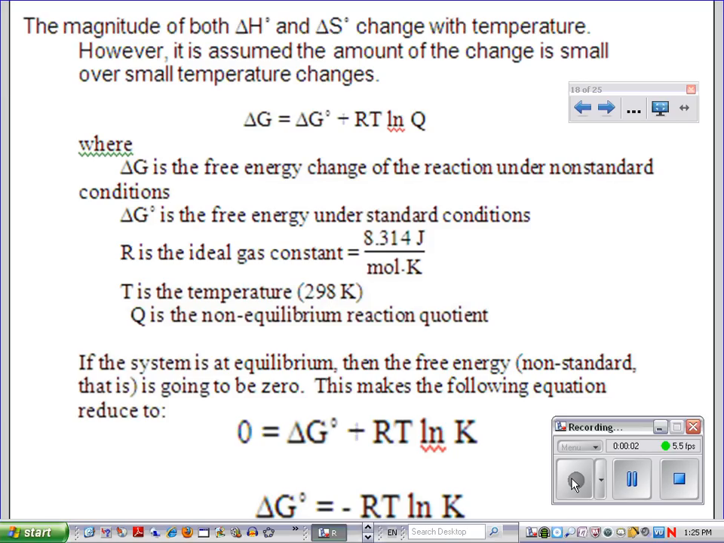Okay, so last day of this unit for lecture, we're going to be doing a lot of practice determining delta G and its relationship to the equilibrium constant K. Where this originally comes from is this equation right here.